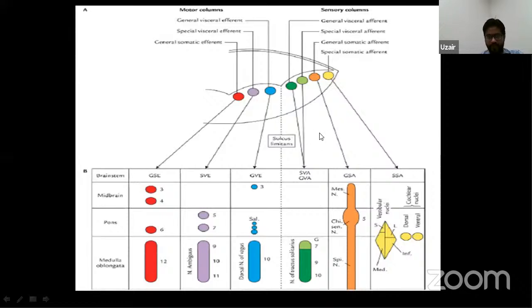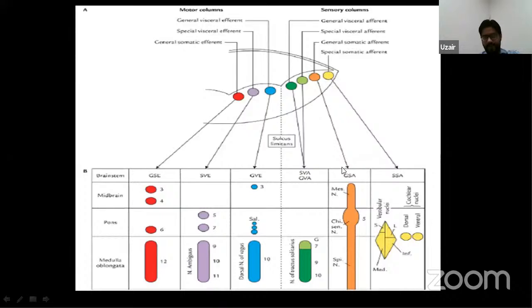Now coming to the sensory. First of all, we have general somatic afferent. We can see a single color coding here that represents the trigeminal nerve nucleus and its different parts. This is the mesencephalic nucleus, this is the chief sensory nucleus, and this is the spinal nucleus of the trigeminal nerve.